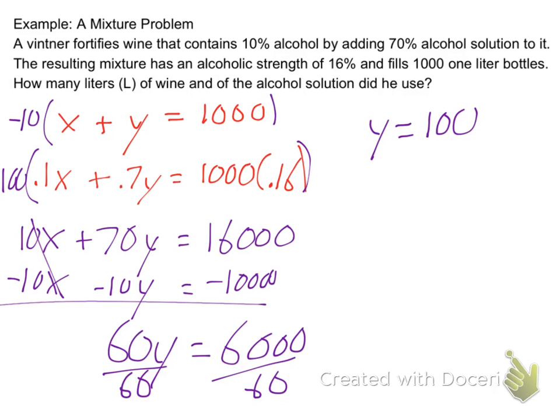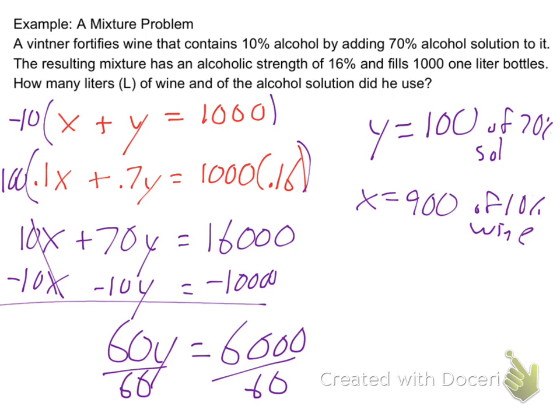That means y is 100 liters of the 70% solution, right? And then x would equal 900 liters of the 10% wine. Done. By plugging things back in.